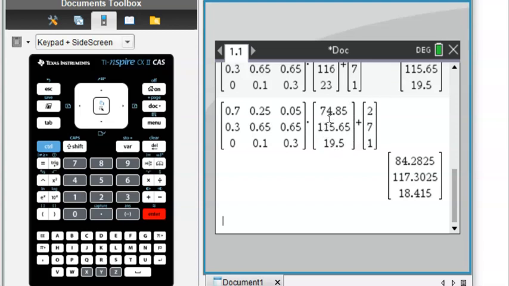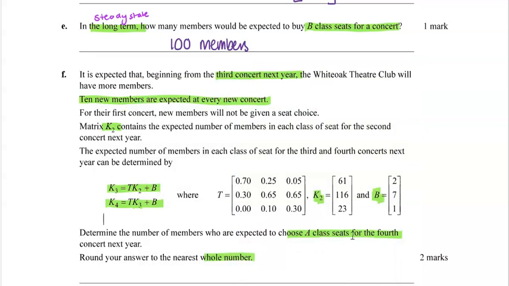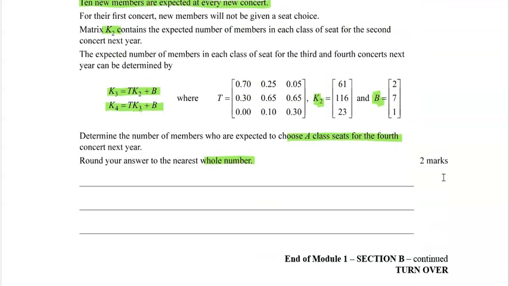So now I've subbed in K3 to give me K4's answer. So this is the fourth concert here. So I've got 84 people in seat class A. I've got 117 in seat class B and 18 people in seat class C. So I'm going back to my answer here. It's asking for seat class A, and I can say K4 was 84, 117, and 18. Therefore, I had 84 members in class A.